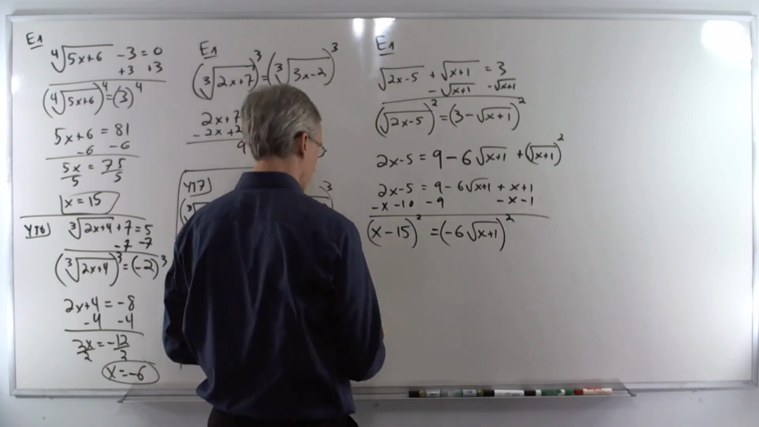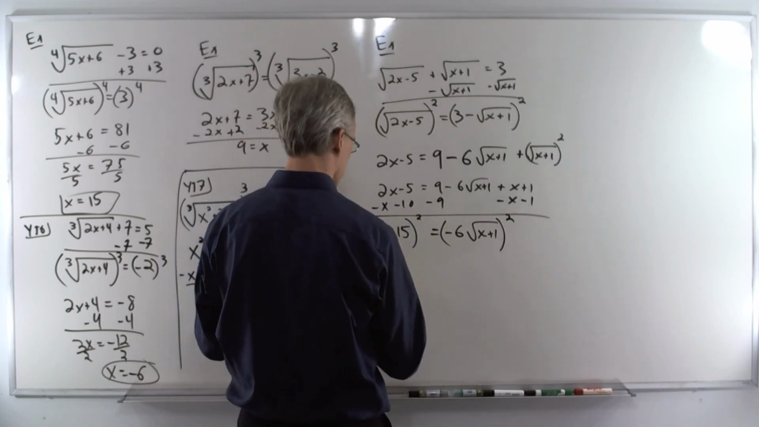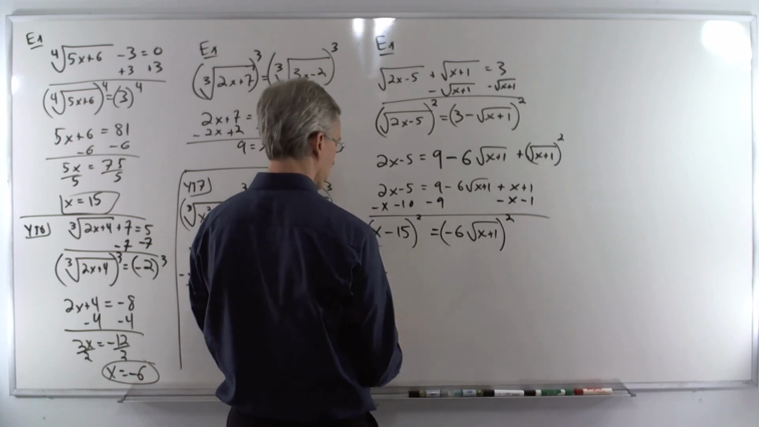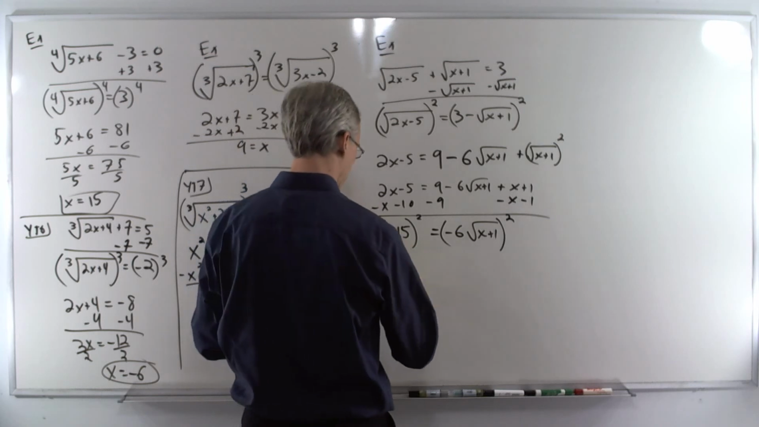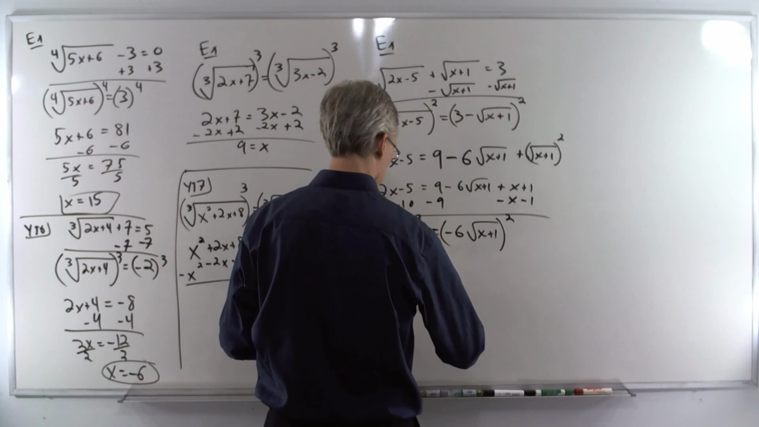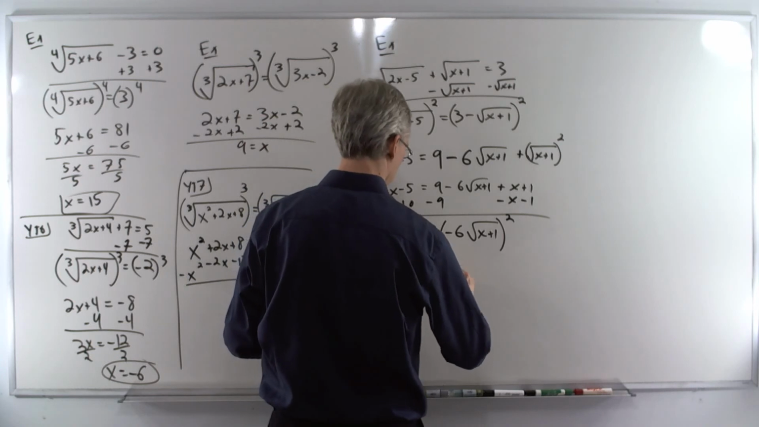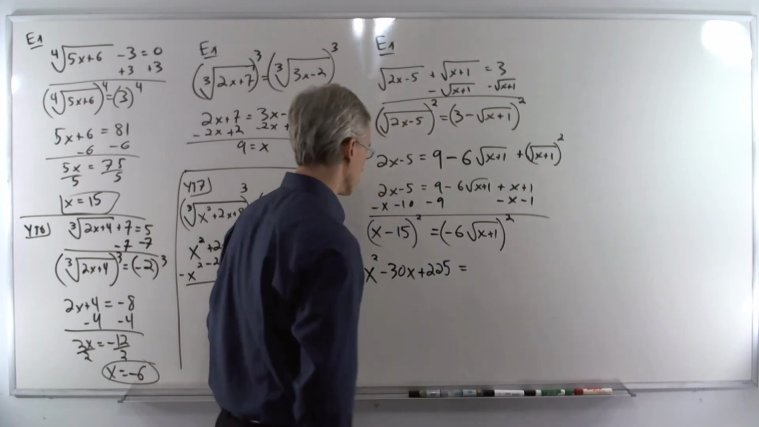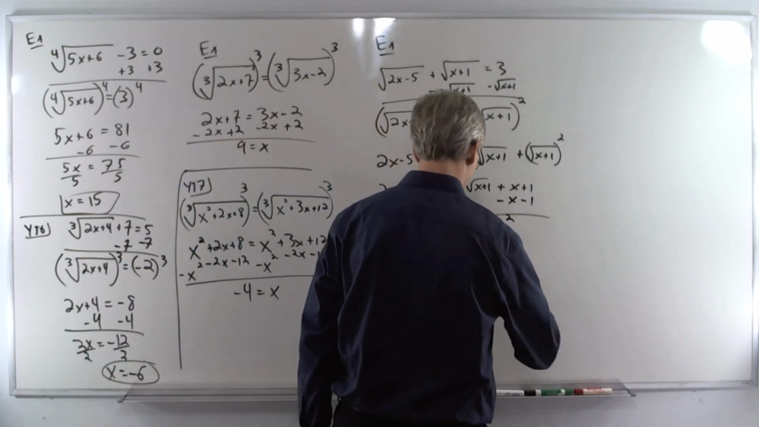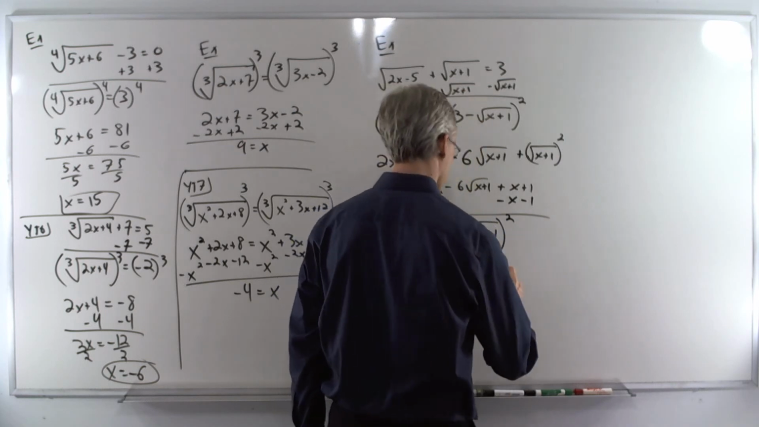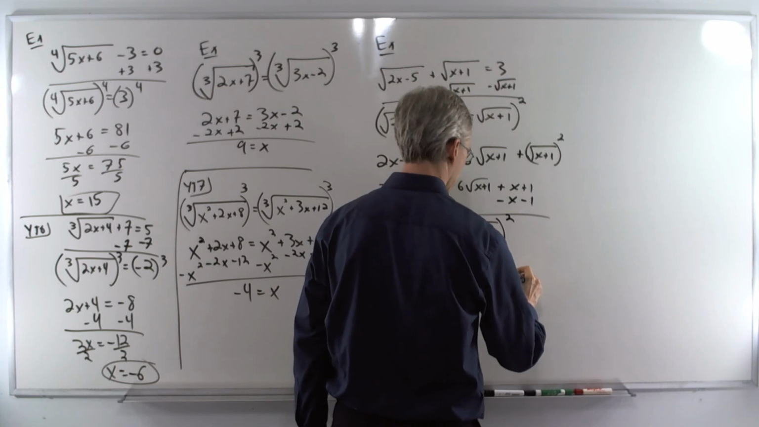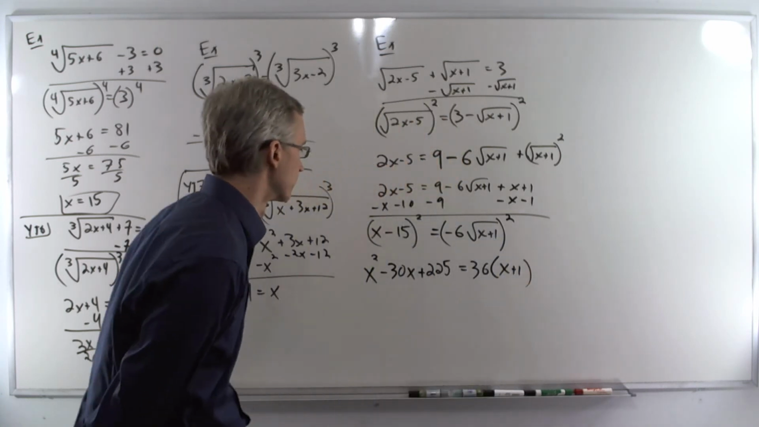All right, I'll have to evaluate this. So using the perfect square trinomial formula, that gives us x squared minus 2 times x times negative 15, which is negative 30x, and then 15 squared plus 25. And then on this side, we're going to do negative 6 squared, which is positive 36, times square root of x plus 1 squared, which is x plus 1, in parentheses.